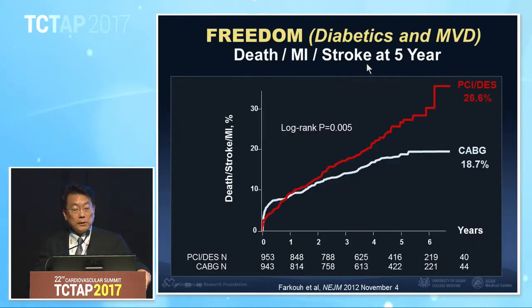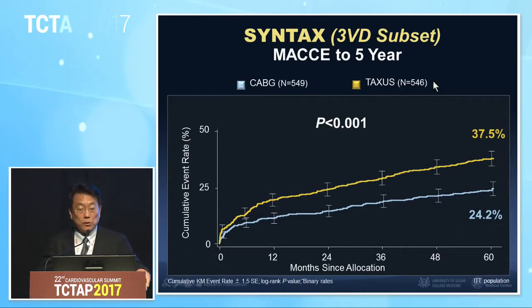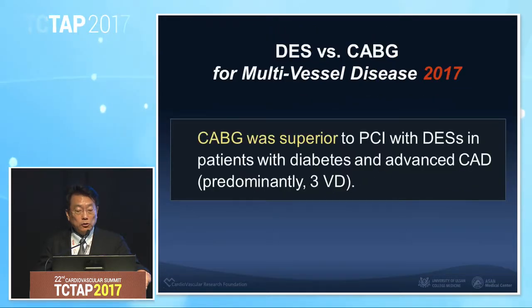It clearly demonstrates that for MACE and stroke at 5 years, surgery is better than PCI with the drug-eluting stent. If you look at the SYNTAX 3-vessel disease subset study, it clearly demonstrates surgery is better. The absolute MACE rate is quite high: 38% in PCI, 24.2% in surgery.